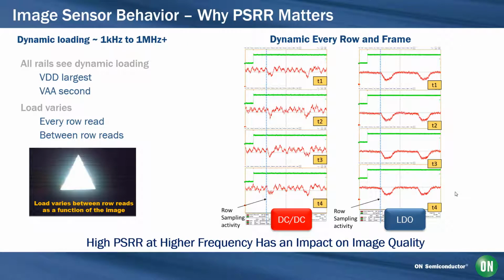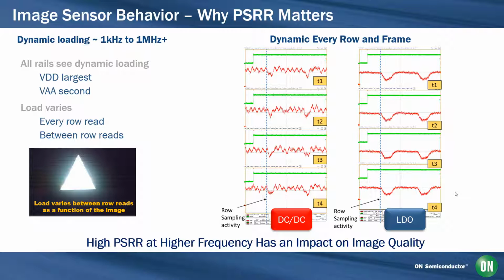If we look at a couple of applications and understanding why does PSRR matter in those applications, the first is an image sensor. The image sensor has dynamic loading anywhere between 1 kilohertz and 1 megahertz. And based upon the image that's being captured, there's variations in dynamic loading on the various different rails that happen every row read and between every row read.